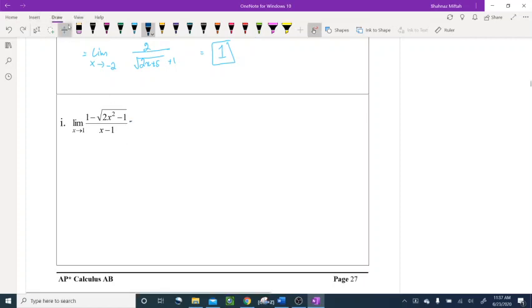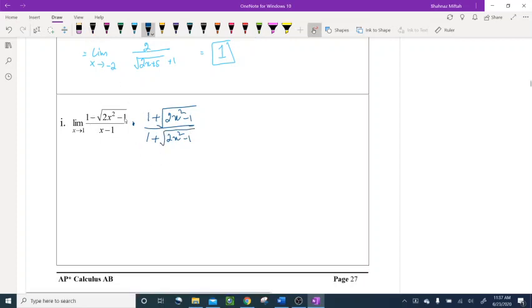Okay, I'm going to erase that. I have times, and again, it says a square root, so I'm doing the conjugate. The outside sign you change, but inside the square root you don't. So I have 1 plus the square root of 2x squared minus 1, divided by 1 plus the square root of 2x squared minus 1. Now I'm going to distribute.